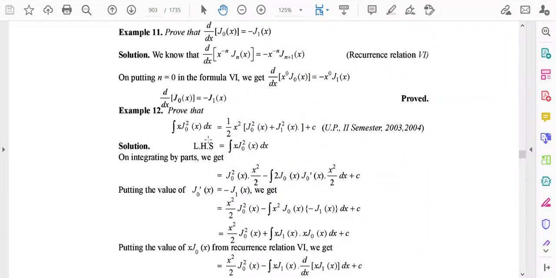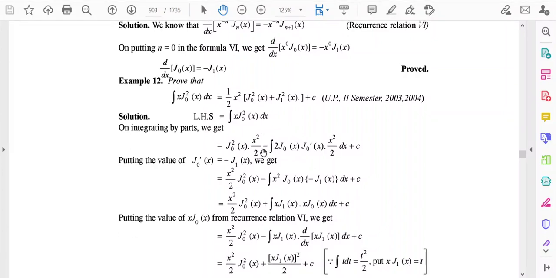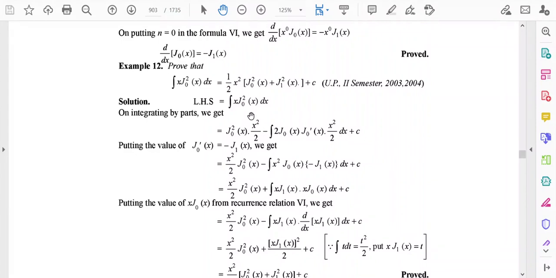Another example, we have to show that the integral of x J0 square x dx is equal to half x square, in the bracket J0 square x plus J1 square x, plus c. What is the left hand side? The left hand side is the integral of x into J0 square x dx. Now we are doing integration by parts. The first term will be J0 square x into the integral of x dx, that means x square by 2, minus the integral of the derivative of J0 square, that is 2 J0 into J0 prime, times x square by 2 dx, plus a constant.